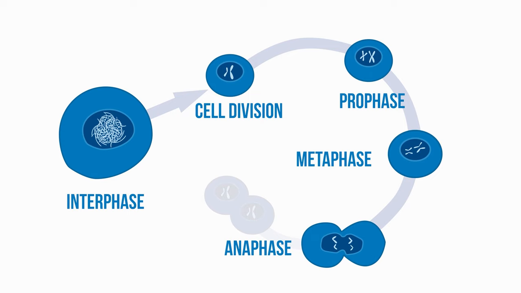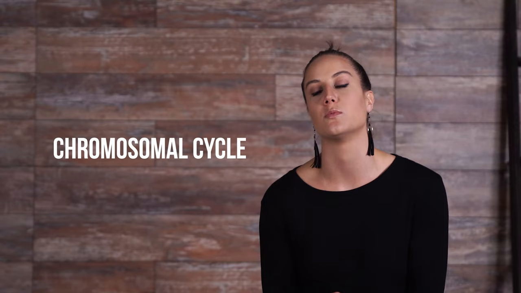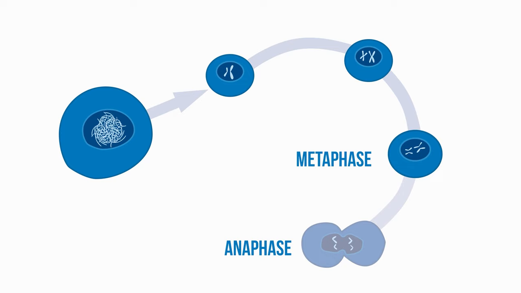This cycle of variation in size and shape of the chromosomes during a cell's cycle is referred to as chromosomal cycle. The formation of chromosomes is most clearly observed at metaphase and anaphase. And the reason is because that is when the chromosomes are the most compact or dense, which makes them easier to see. A normal chromosome will have these parts.